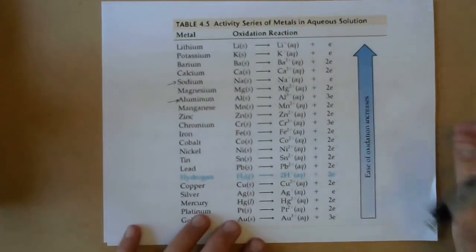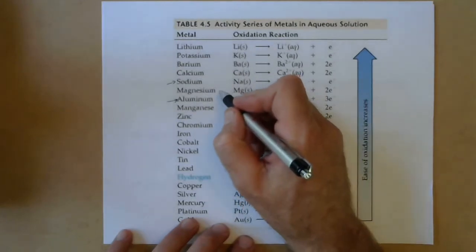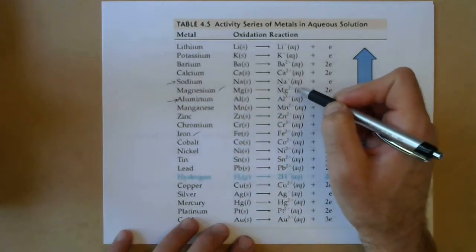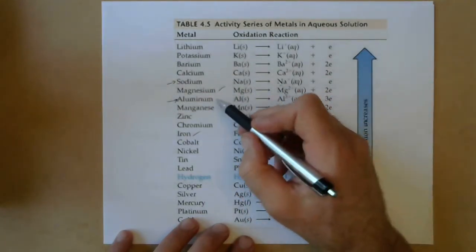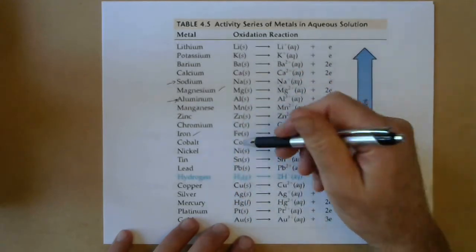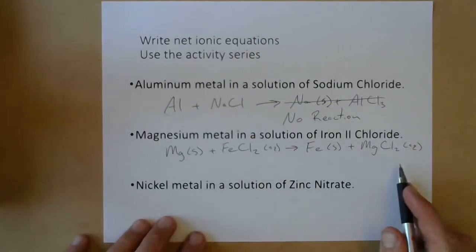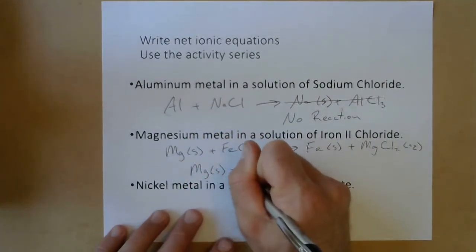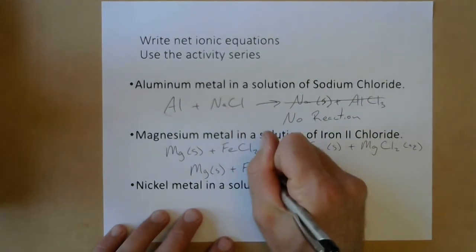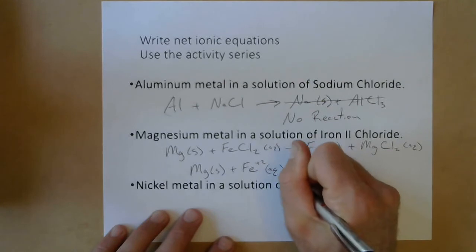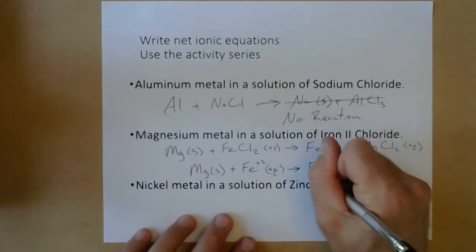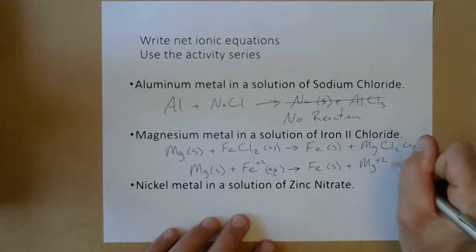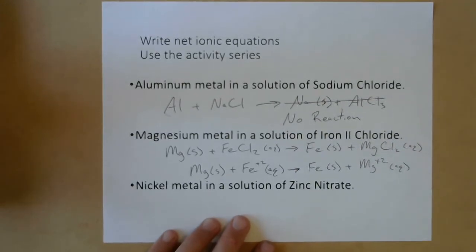So if we look at our list, we have magnesium right here, and we have iron down here. And so we see that, yeah, magnesium is going to be oxidized more easily than iron. And so magnesium will turn to ions, and the iron will turn to a solid. And so we have a net ionic equation, which is going to be magnesium as a solid and iron 2 ions are going to form iron, which is a solid, and magnesium with a +2 charge ions. And then the chloride is going to be your spectator.